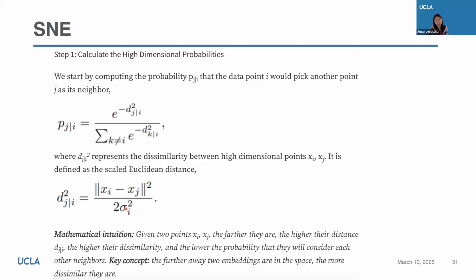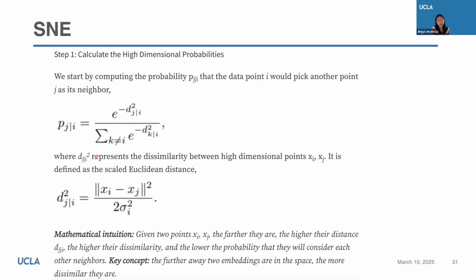So this is like the Gaussian density. Sigma is the standard deviation, and xi is treated as the mean. And we're getting the density for xj following this Gaussian density surrounding i. The mathematical intuition here is, given two points xi and xj, the farther they are, the higher the distance dj given i, the higher their dissimilarity, and the lower the probability that they will consider each other neighbors. The key concept here is the further away two embeddings are in the space, the more dissimilar they are.